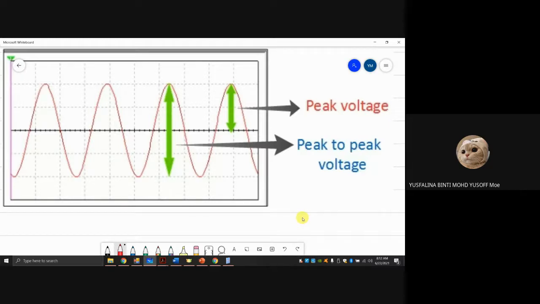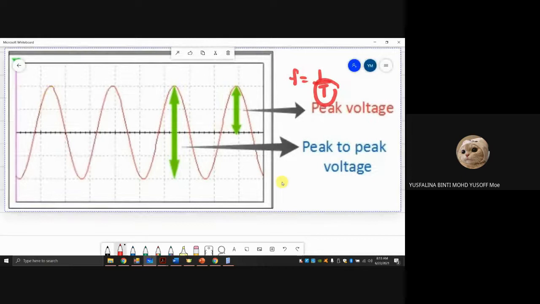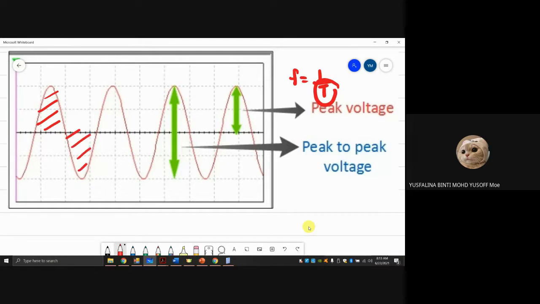So to calculate the frequency, f is equal to 1 over T. This is the formula, and you need to find the period here. How do you find the period from the graph? You need to measure the length of two semicircles right here. These two semicircles are equal to 1T. This one is one T and this one is another T. So from here to here is the period.